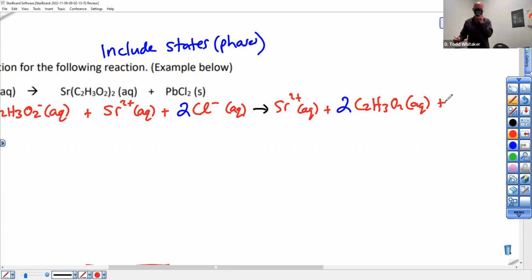You can't break down PbCl2 to its ions. How do you know that? It says it's a precipitate. It's not broken down into its ions. It's a piece that stays solid. Pb, you copy it. PbCl2, S.